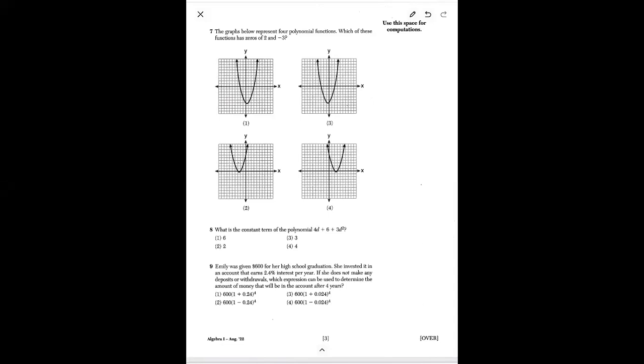It just says the graph below represents 4 polynomial functions, which of the functions have zeros of 2 and a -3. There are 4 graphs here. They're all quadratics, and every one of them has 2 zeros. So they want us to find the one that has a zero of 2 and a -3.